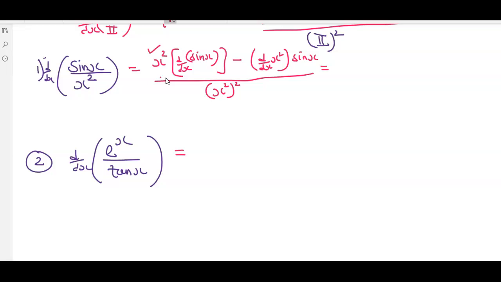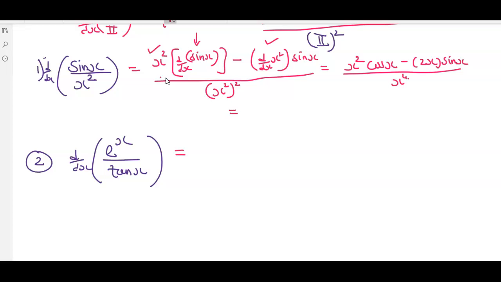Now here x square as it is, but derivative of sin x is nothing but cos x. Then we have derivative of x square again by using the type x to the power n, it is 2x into sin x whole upon x to the power 4.